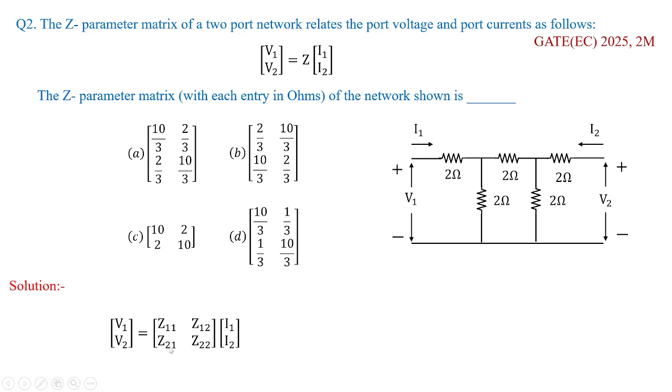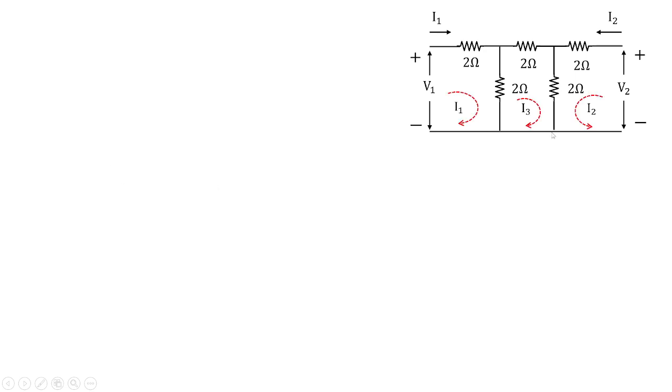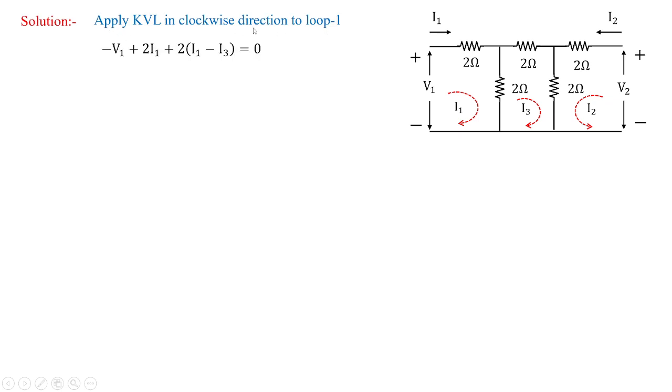And we'll go with the first normal approach, that is a substitution method approach, and then we'll go with the open circuit concept of Z parameters. So first, I'm assuming three loop currents as I1, I2, and I3. I1, I3 in clockwise, I2 in anti-clockwise. With this, I'll apply KVL in loop 1 in clockwise direction. Then I'm going to get minus V1 plus 2I1 plus 2(I1 minus I3) equal to 0, which gives you the value of equation V1 equal to 4I1 minus 2I3.